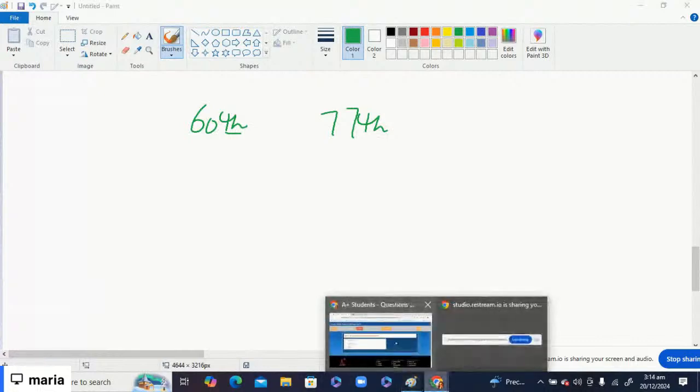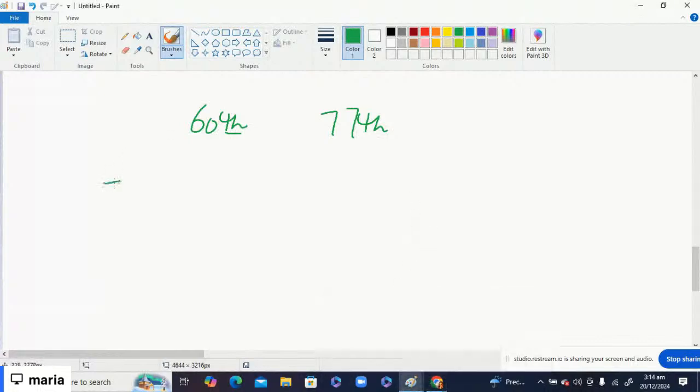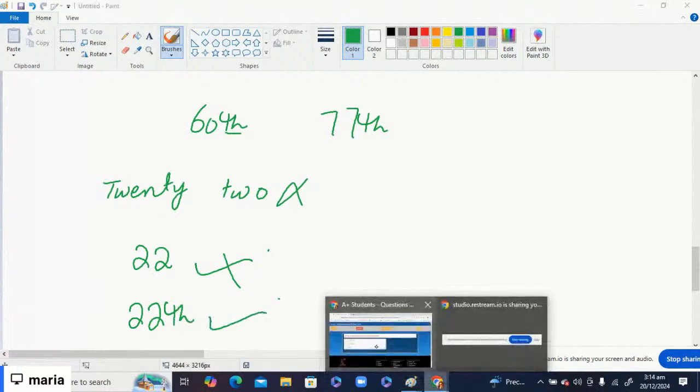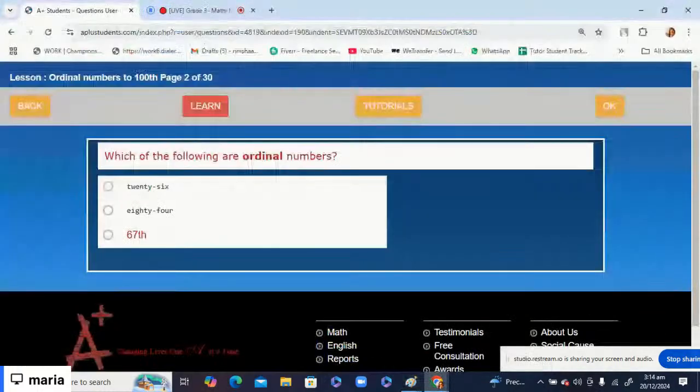Okay, it's not in the form of words. For example, here is the 22, no, this is not an ordinal number. If they say only 22, this is not an ordinal number. If they say 22nd, then this is an ordinal number. Okay, so here is the difference between the ordinal numbers and other numbers. So what are the ordinal numbers here? This is 67th, with th involved.